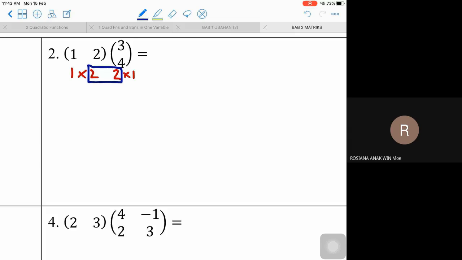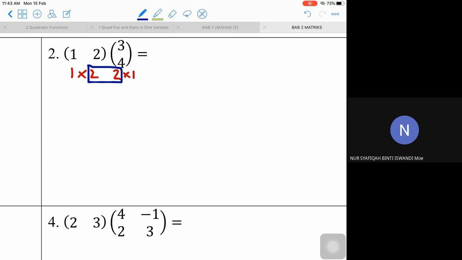If they can be multiplied, now what is the order of the product? Nur Shafika. 1 times 1. Yes, the product is 1 times 1. So 1 times 1 means 1 row, 1 column. So if we do the bracket, it means we only have 1 element inside there. 1 times 1. Am I right, Shafika? Yes.